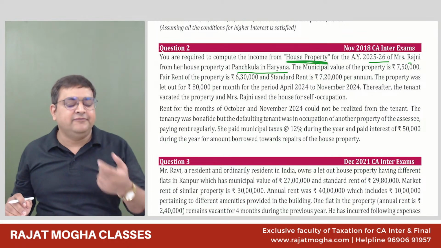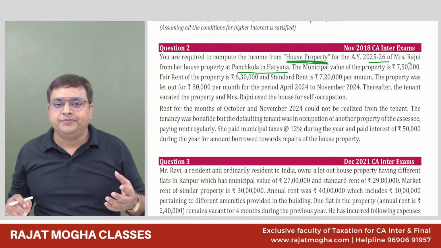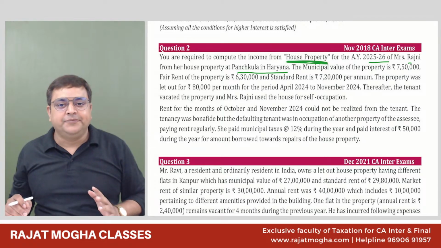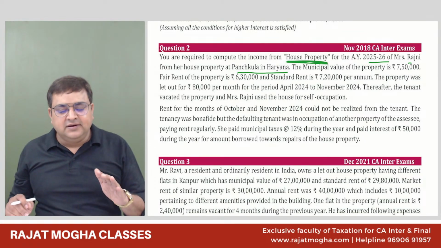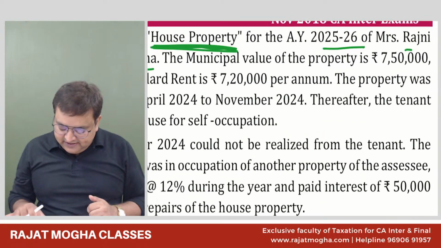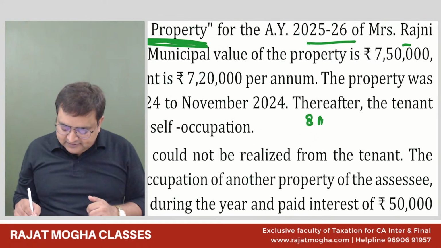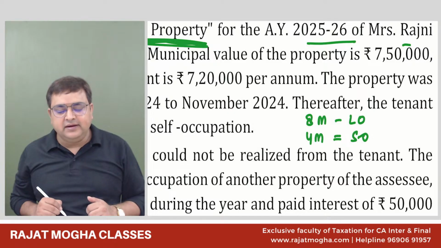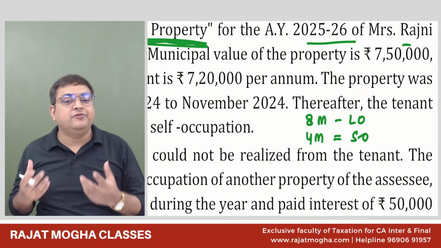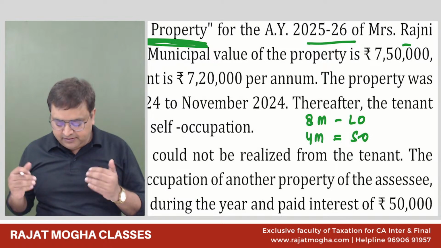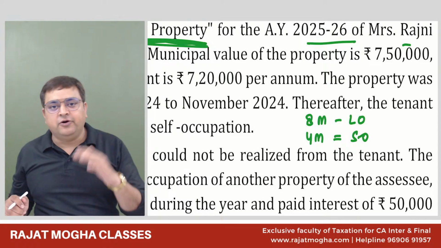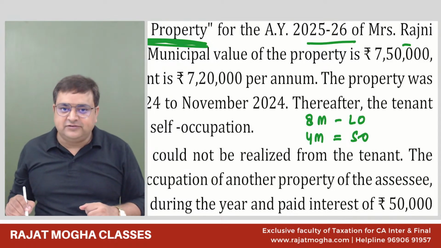What is vacancy? Vacancy means when the house is locked. Nobody is staying over there, neither the tenant nor the landlord. But here there is no vacancy. For 8 months, it is let out, and for 4 months, it is self-occupied. Agree? So for how many months was it vacant? It was never vacant. The landlord came in after the tenant went away. So there is no vacancy, first of all.